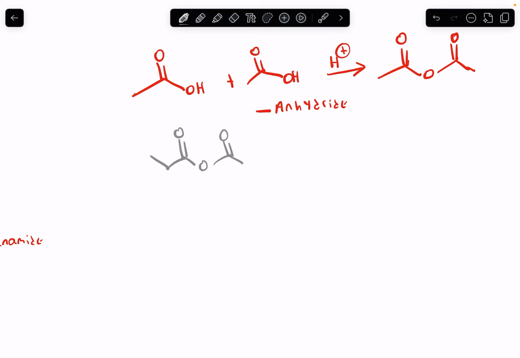We're going to call this one ethyl. And again, ethyl comes first in the alphabet, and this is the ethyl group here. So that's going to be ethyl. Sorry, it's going to be ethanoic propanoic anhydride.